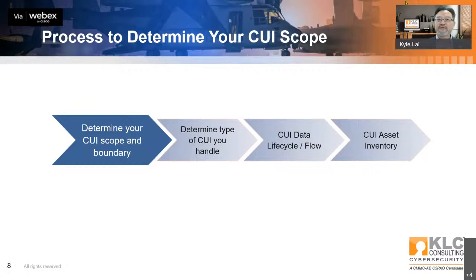Once you determine what type of CUI you handle, then we'll introduce the concept of the CUI data lifecycle or data flow. Once you walk through that data flow, you will have a pretty good understanding of what systems are considered CUI assets. Based on that understanding of what is in scope, you can very clearly identify what systems you have to include in your asset inventory. Okay.